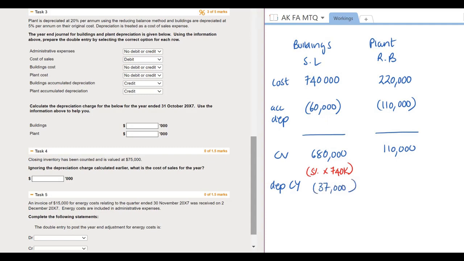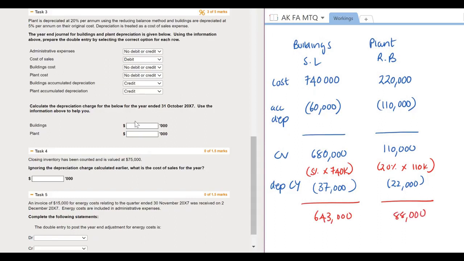Now, for plant, on the reducing balance, we take this percentage on the carrying value of this non-current asset, so 20% of the 110,000, that's going to give us an amount of 22,000. Now, actually, the question doesn't ask us for the carrying value at the end of the year, but just for completeness, we can cast down to get 643,000 for our buildings and 88,000 for plant.